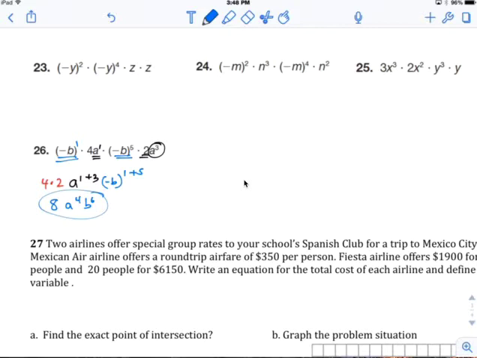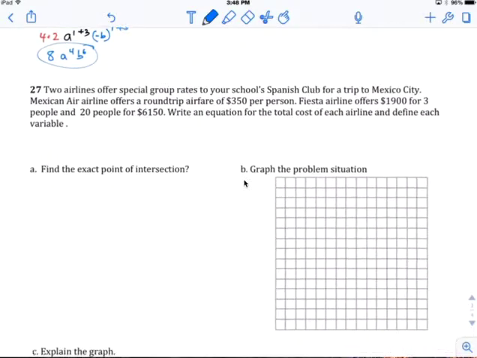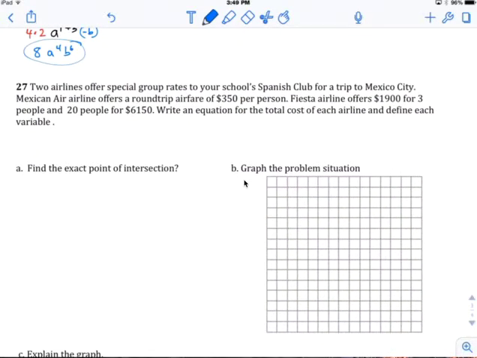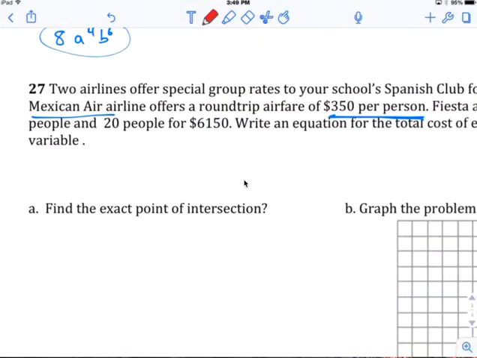Make sure you know how to do this number 27. It says 27, number it wrong. 2 airlines offer special rates for your school Spanish club trip to Mexico City. Mexican airline offers a round trip fare of this much. That's Mexico City. Mexican Air offers that much. Okay. So let's do Mexican Air. Price times Mexican Air is 350 times X. X represents the number of people.